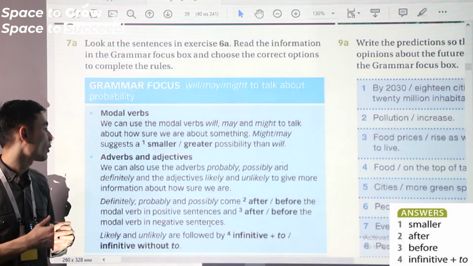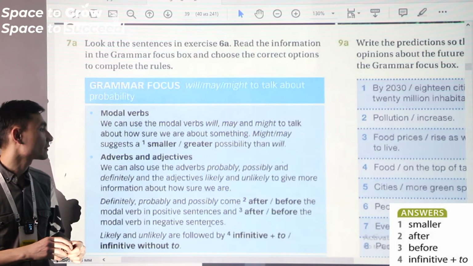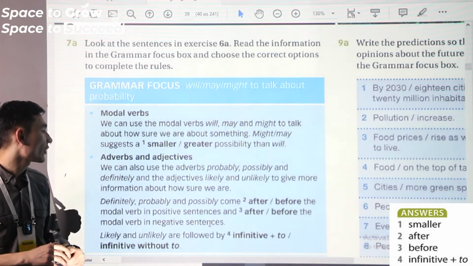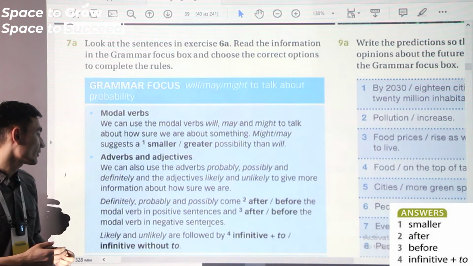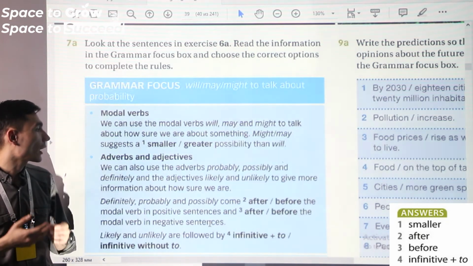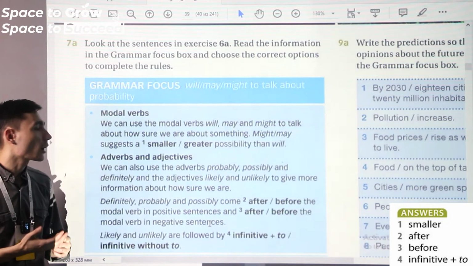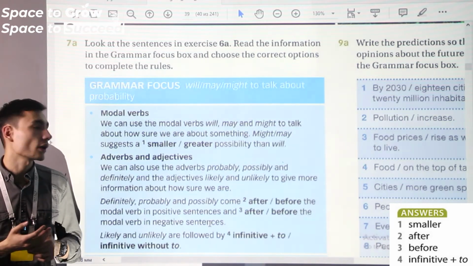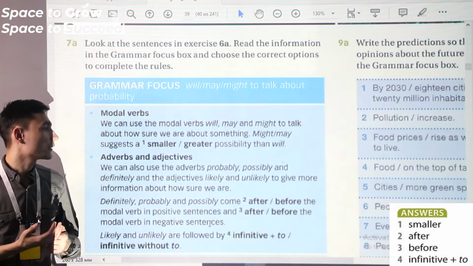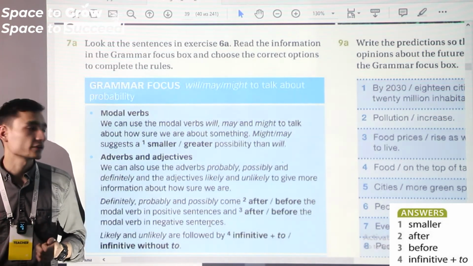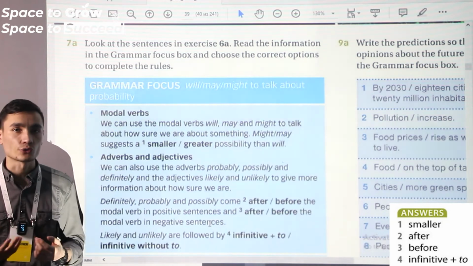Adverbs and adjectives. We can also use the adverbs probably, possibly, and definitely, and the adjectives likely and unlikely to give more information about how sure we are. And here are examples. I probably will go to market. I possibly will have lunch with friends. I definitely will work till night. It's likely that I will work till night. It's unlikely that I work till the afternoon.